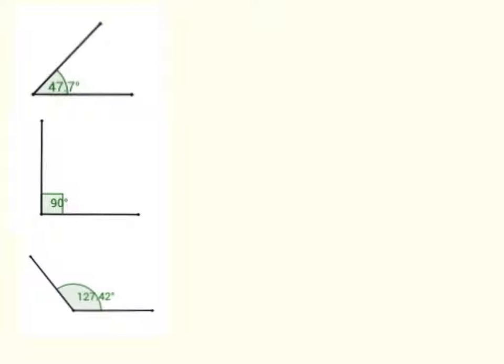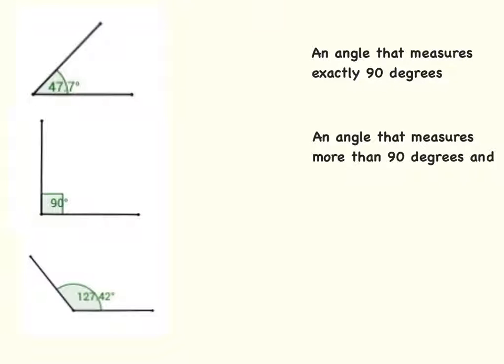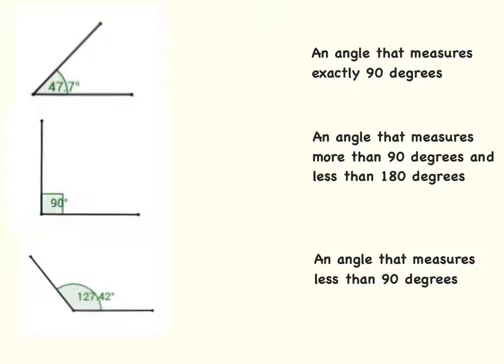As you can see, I've provided an example of each of the three kinds of angles on the left side of the screen. Next, I'm going to give you a definition of each of the three angles on the right side of the screen. Your job will be to match the definition on the right with the angle on the left.